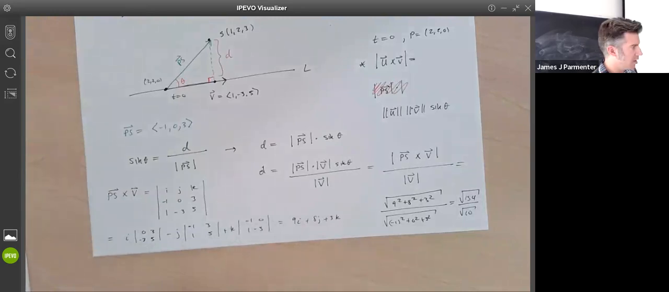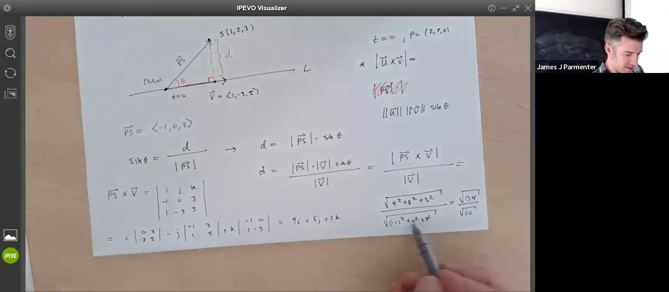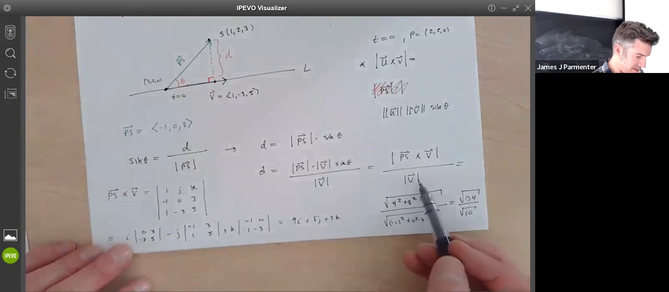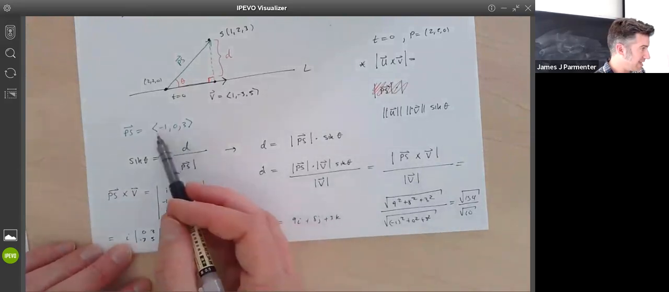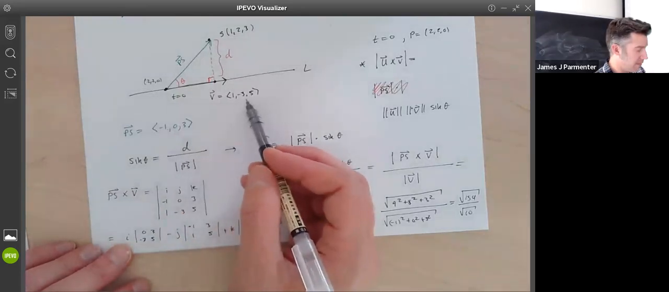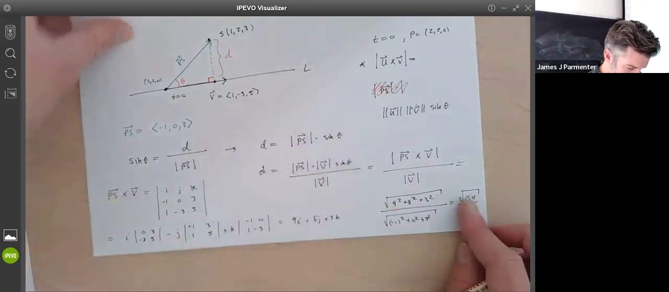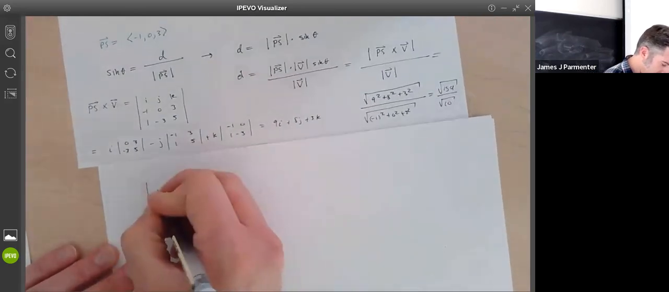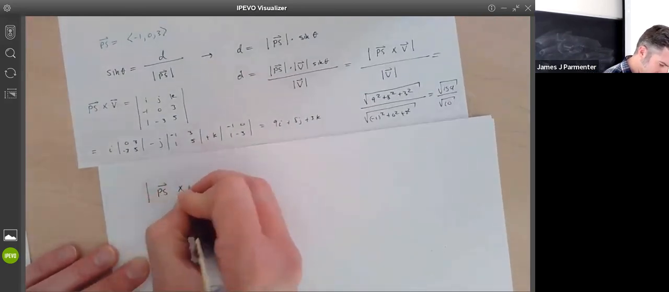Oh, sorry. Nope. Not quite. I picked the wrong vector for V. That's not my V vector, right? I accidentally grabbed the vector for PS. PS is -1, 0, 3. The vector V is this vector 1, -3, 5. So it actually should have been, sorry, so close to fitting it all in there. So how would you try and make everything fit?